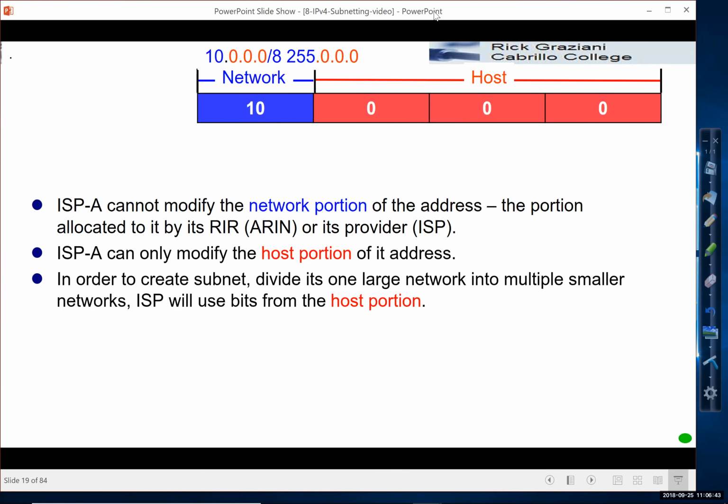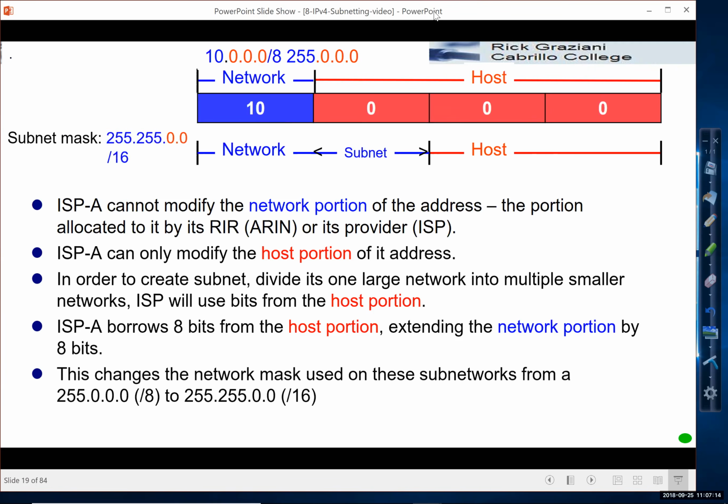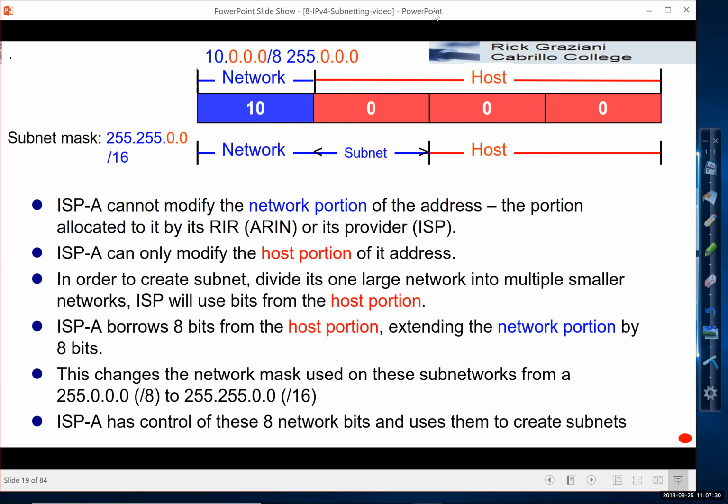In order to create subnets, the ISP can divide its one large network into smaller networks by using bits from the host portion. ISPA is going to borrow 8 bits from the leftmost host portion, which will extend our network portion by 8 bits. So we'll go from 8 bits in the network to 16 bits. This modifies the mask for these subnetworks. It will go from a /8 to a /16, 255.0.0.0 to 255.255.0.0. So ISPA has control of these 8 subnet bits and can use them to create the subnets.